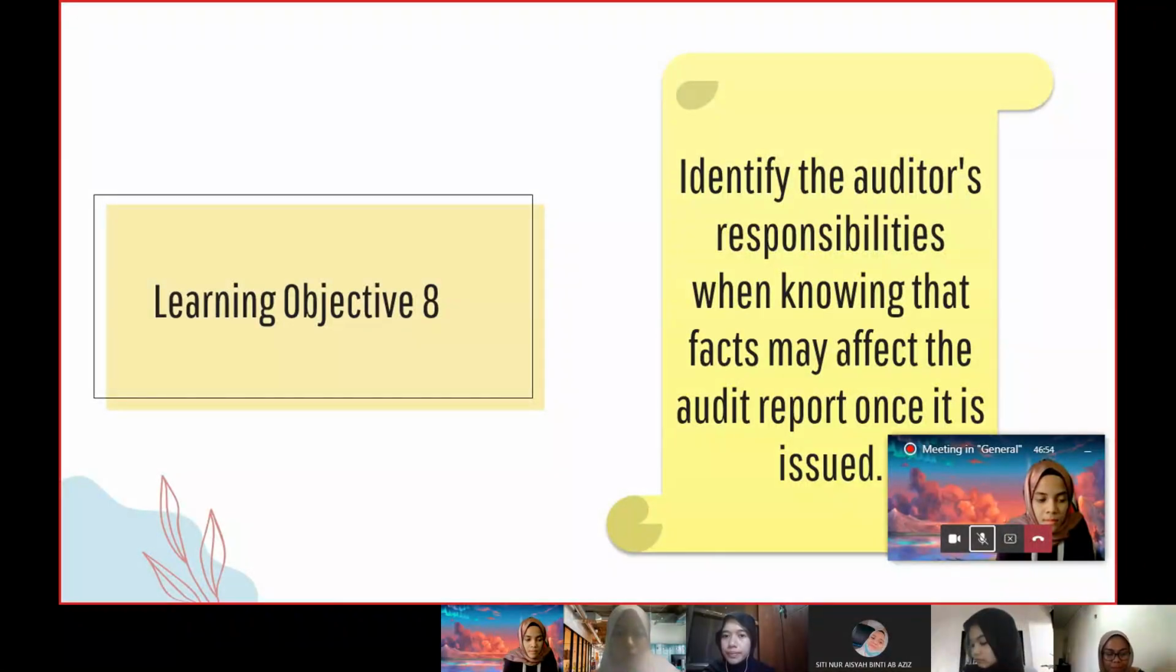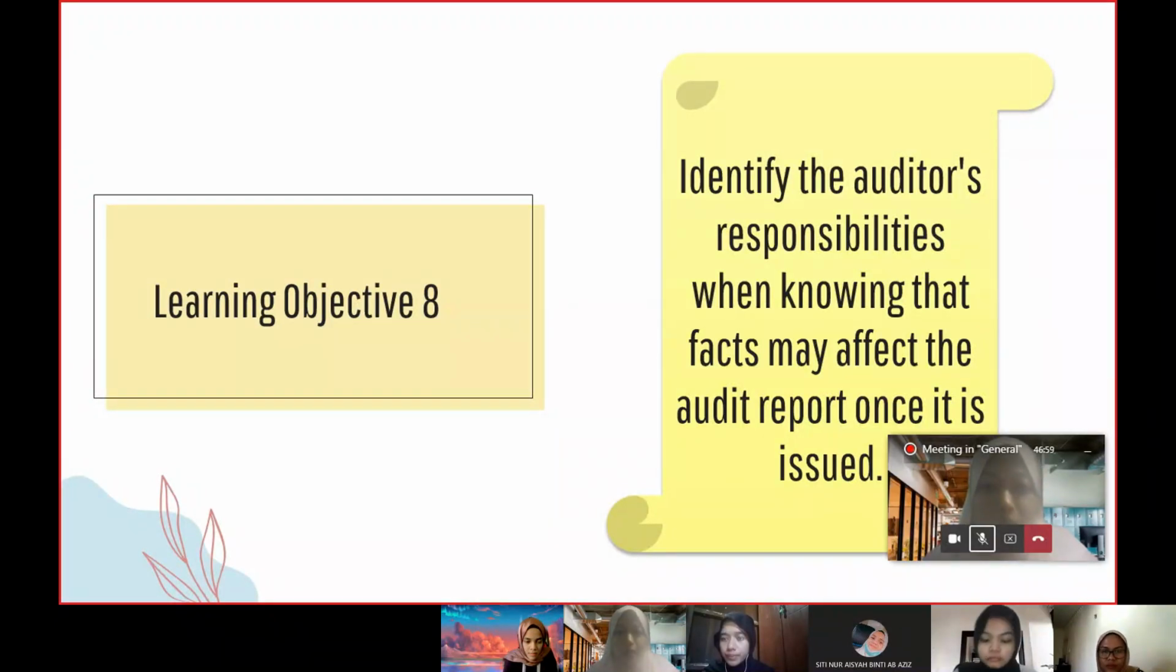Okay, Assalamualaikum, and my name is Khadijah. I will present about Objective 8, which is to identify the auditor's responsibilities when knowing that facts may affect the audit report once it is issued. After the auditor issues the audit report and completes everything with the management and the audit committee, their work as auditor is settled.